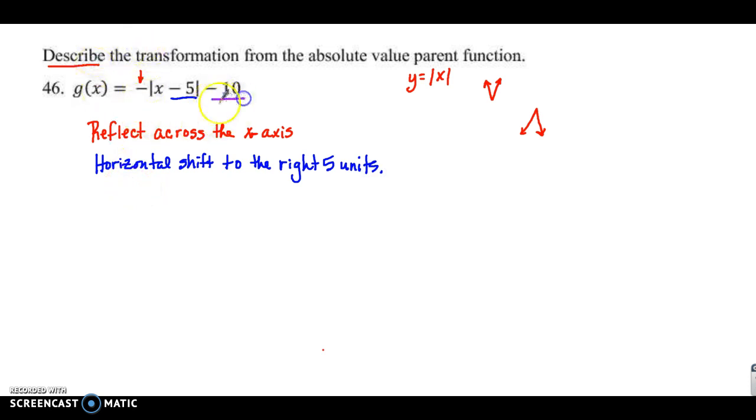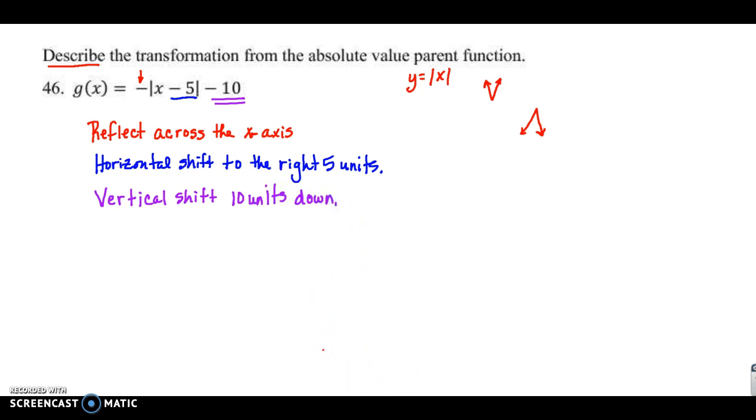And similar to that, we have added on the end of it our -10, which is also going to affect it vertically. Notice the vertical things are the things to the outside or around the absolute value. The horizontal things are the things that are inside it. So it will be a vertical shift. But when we're talking vertically, we follow the sign that's here. Typically a minus or a negative would be a downward motion. So we would say it's a vertical shift 10 units down, or down 10 units, however you want to write it.